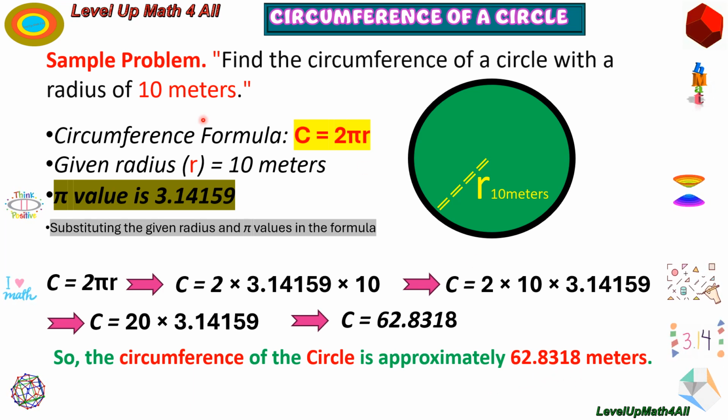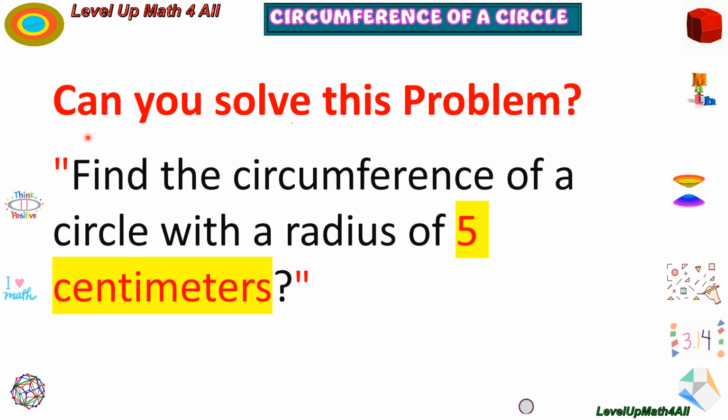Remember, when it comes to circumference, if the radius is given in meters, the circumference is also counted in meters. If it is in centimeters, it will be in centimeters. In area, we generally go from meters to square meters, centimeters to square centimeters. But in circumference, meters are always represented as meters, and centimeters as centimeters. Please remember this.